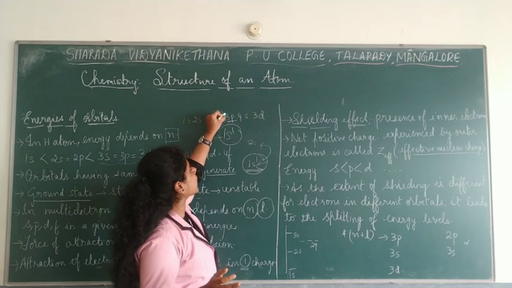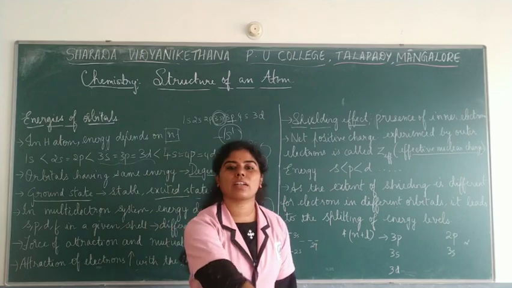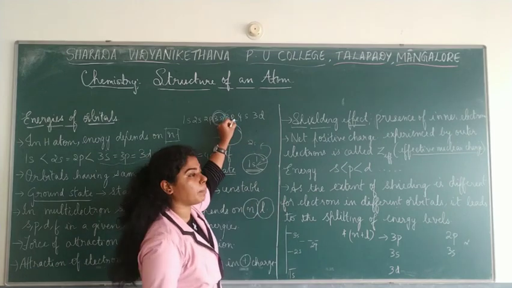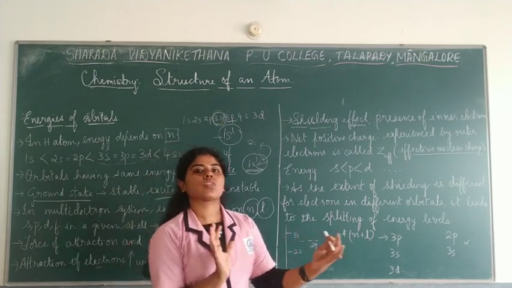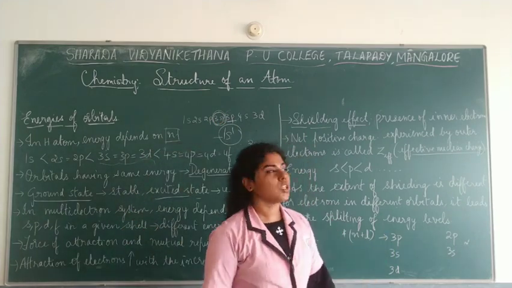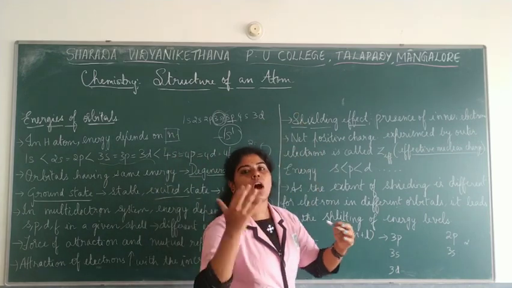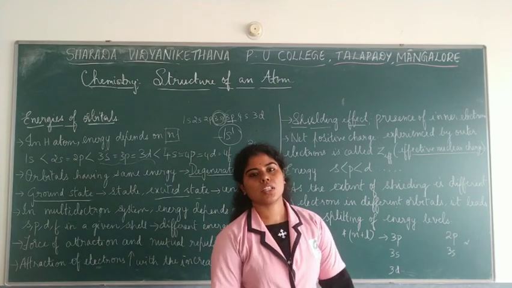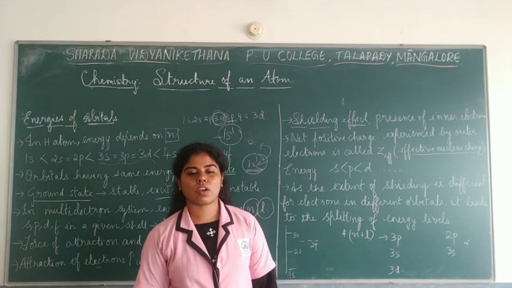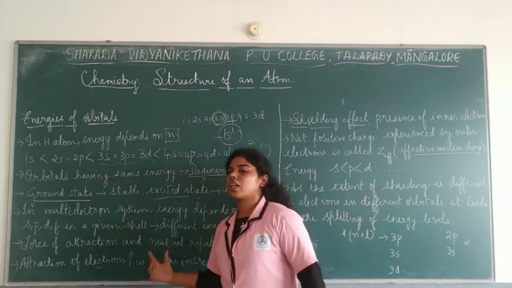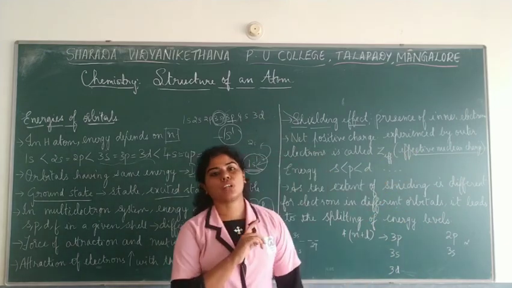If you compare 3s to 3p, 3s is acting like an inner electron, which prevents the 3p from attracting the nucleus. So what happens to the force of attraction of 3p electrons? It decreases. So inner electrons will be more attracted towards the nucleus. That is what the shielding effect means: the presence of inner electrons makes the outer electrons less attracted towards the nucleus. That is one of the reasons why S, P, D, F have different energies. Mainly it is due to the shielding effect and also due to the effective nuclear charge.